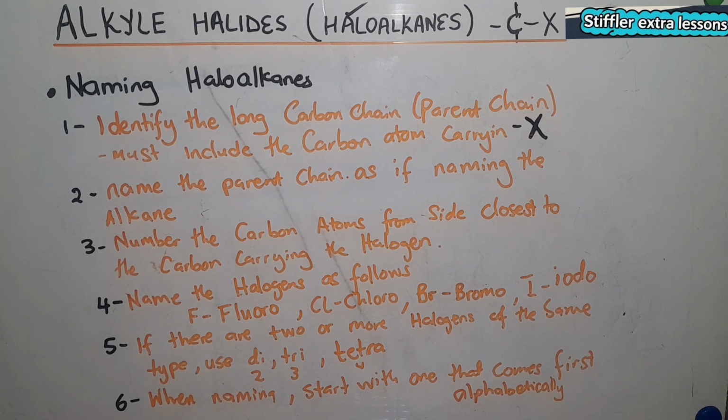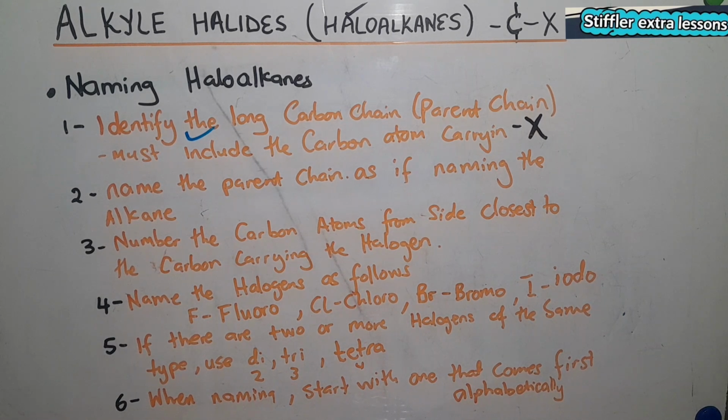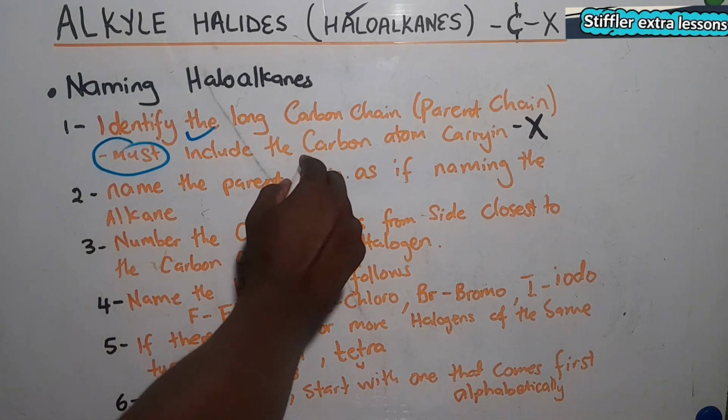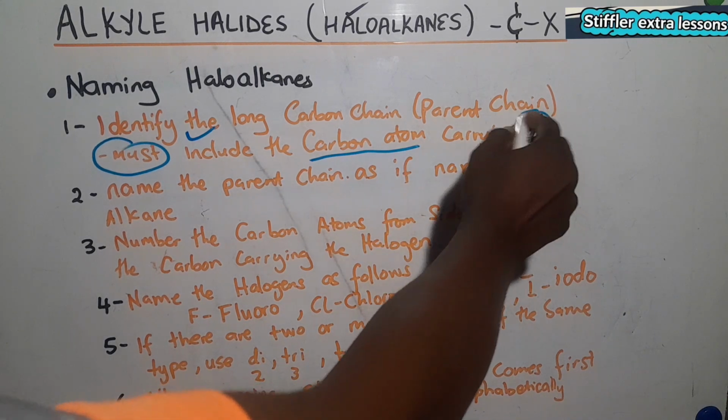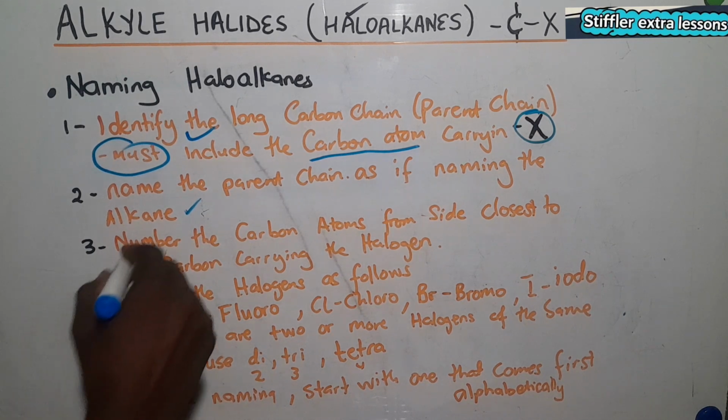The first step is always to identify the longest carbon chain, which is called the parent chain. In this parent chain, you must also include the carbon atom that is carrying the halogen. After that, the second step is to name the parent chain as if naming the alkanes. So if there are 3 carbons in the chain, it will be propane. If there are 4, it will be butane. If there are 6, it will be hexane, and so on.